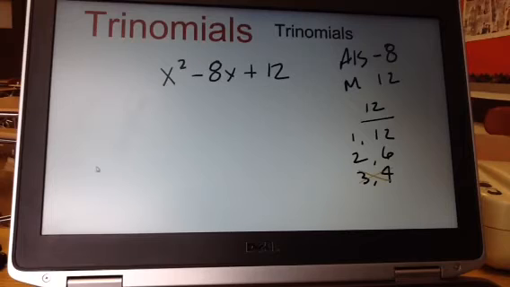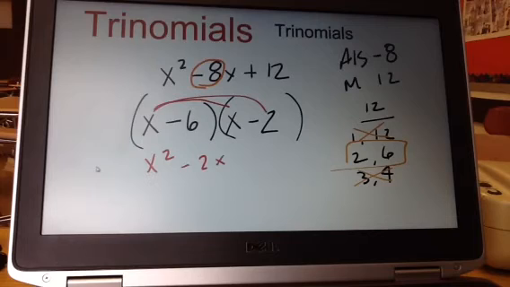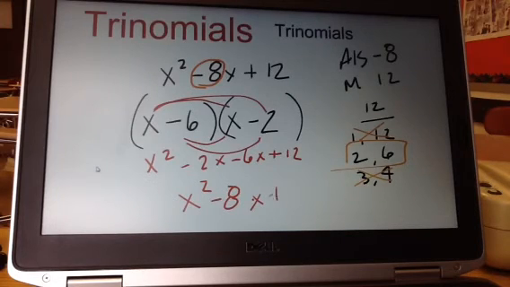This one is bad. And 1 and 12 is also bad, because I'm trying to produce a negative 8. The numbers 6 and 2 would work, provided both signs are in fact negative. Negative 6 and negative 2. So to check this, x times x is x squared, minus 2x minus 6x plus 12 winds up with the original trinomial, x squared minus 8x plus 12.